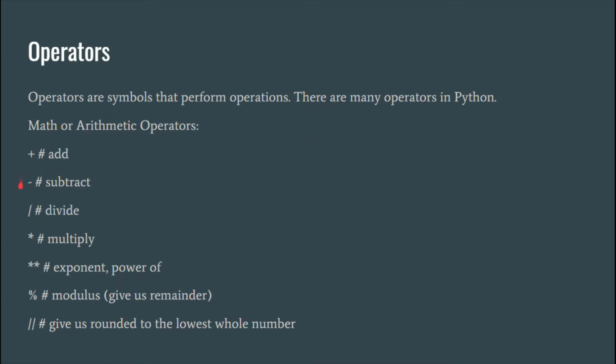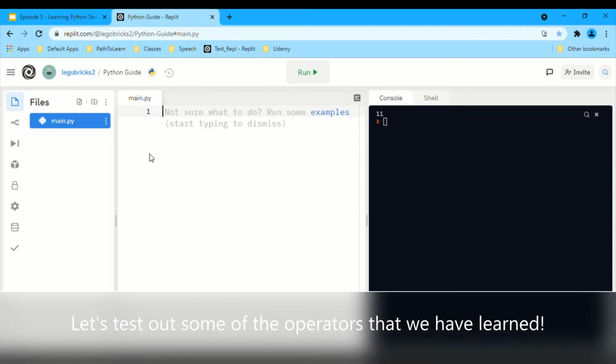This is the subtraction operator, the division operator, multiplication operator. This one gives you the exponent or power of another number. This one gives us the remainder of 2 numbers when divided. And this last one gives us the number rounded down to the lowest whole number. Now let's try out some operators in the REPL.it project editor.